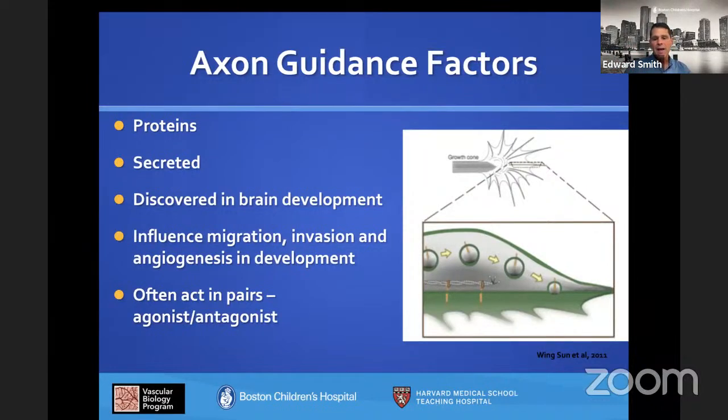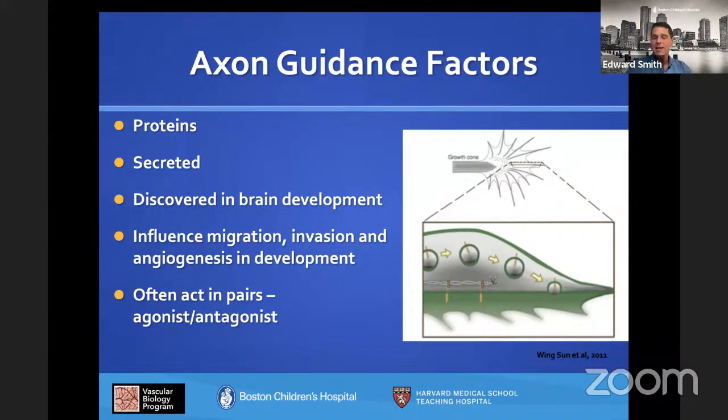angiogenesis. And the reason that's important is these same mechanisms that are so important to build a brain in a good way are also the very bad things that occur later in life pathologically in brain tumors and in vascular malformations. And the reason this is clinically potentially important is because many of these axon guidance factors work in pairs.